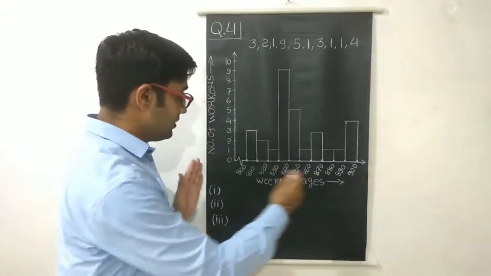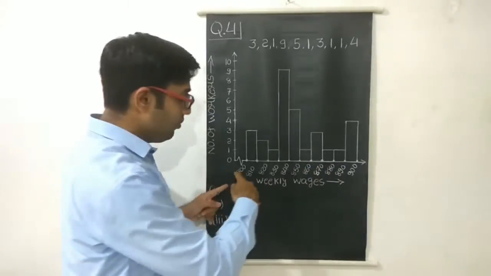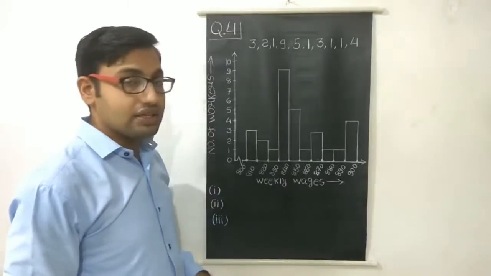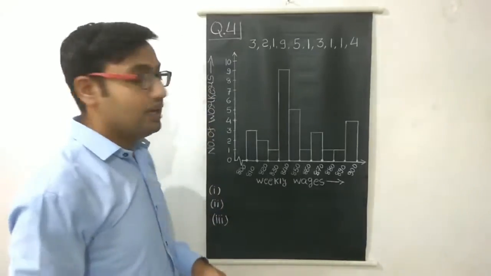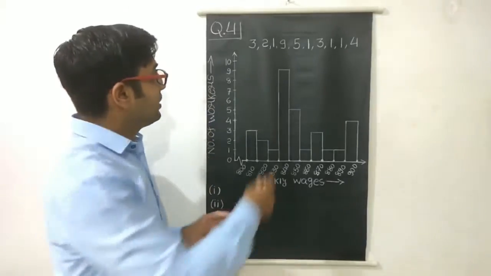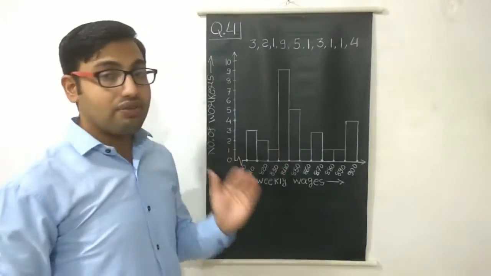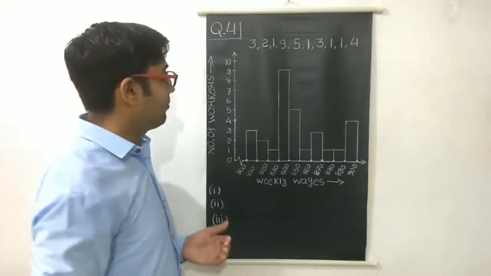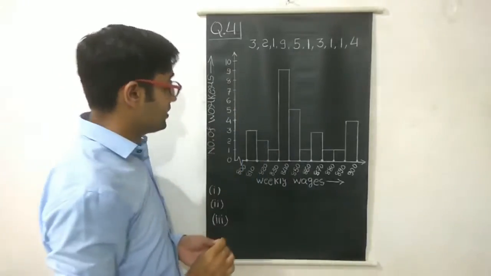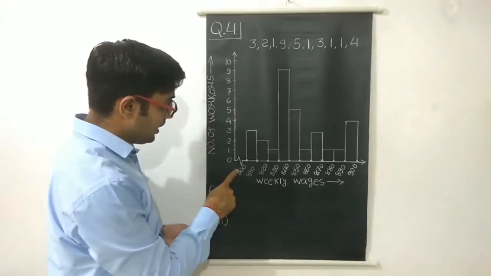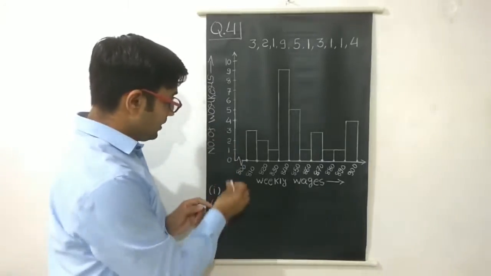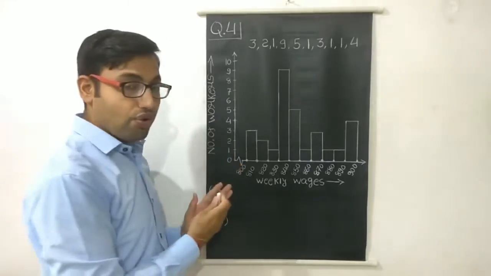So all the groups we have put on this horizontal axis, and that is weekly wages. And here we have taken the number of workers. Now these are the data that we get in the table, the frequencies. So the first frequency, see, one thing here you have to notice. Why do we put this type of sign here? Because this is the origin, this is the 0.